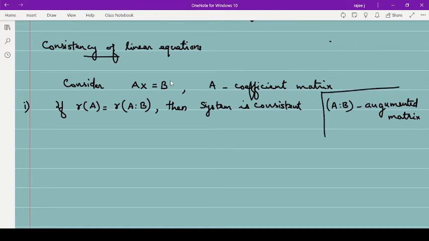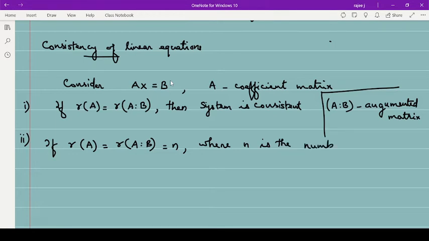Secondly, you need to learn this by heart: if rank of A equal to rank of AB, which is equal to n, where n is the number of unknowns. Number of unknowns means x1, x2, x3, whatever variables are there in the equations.